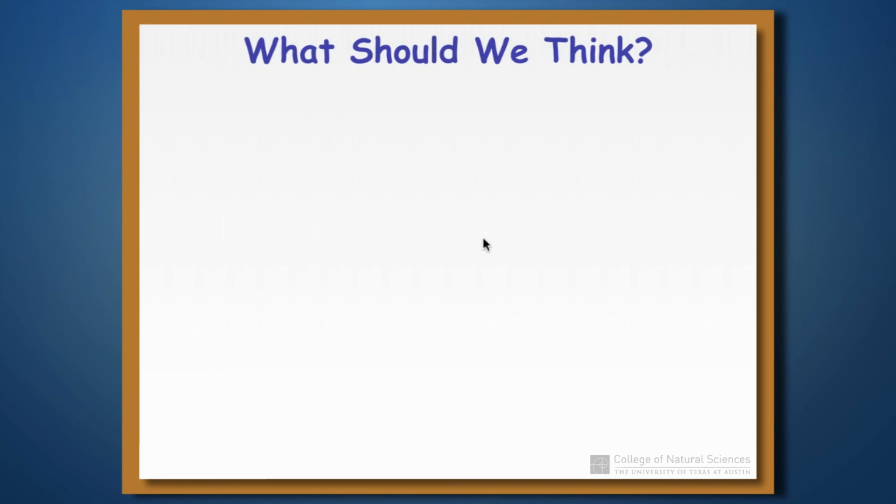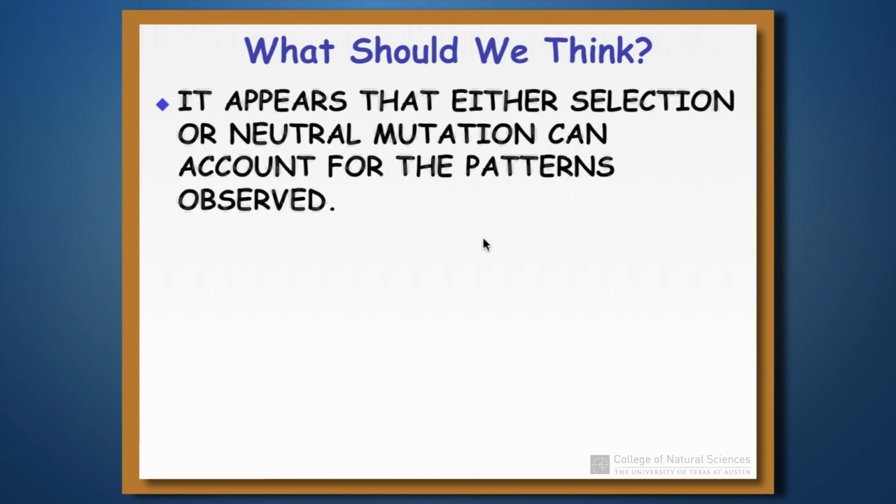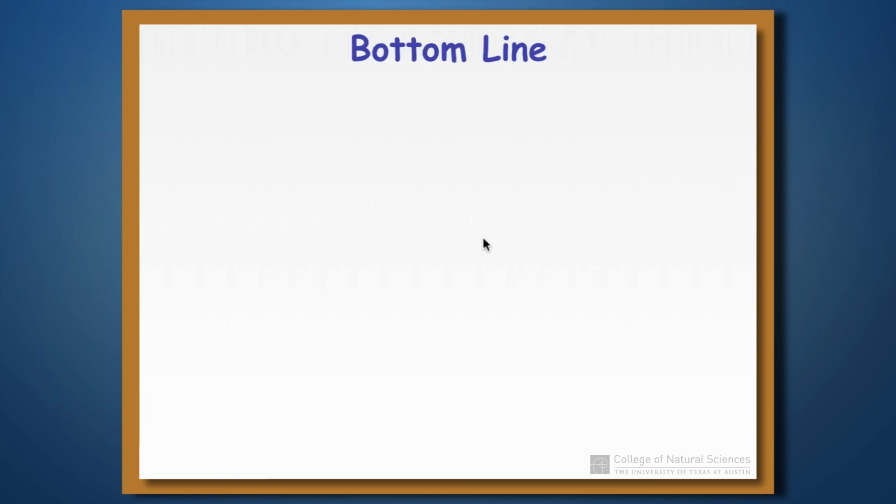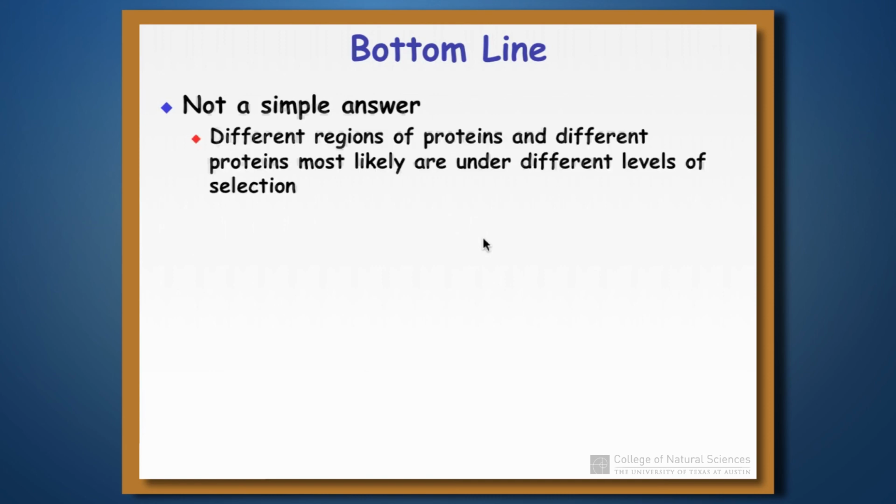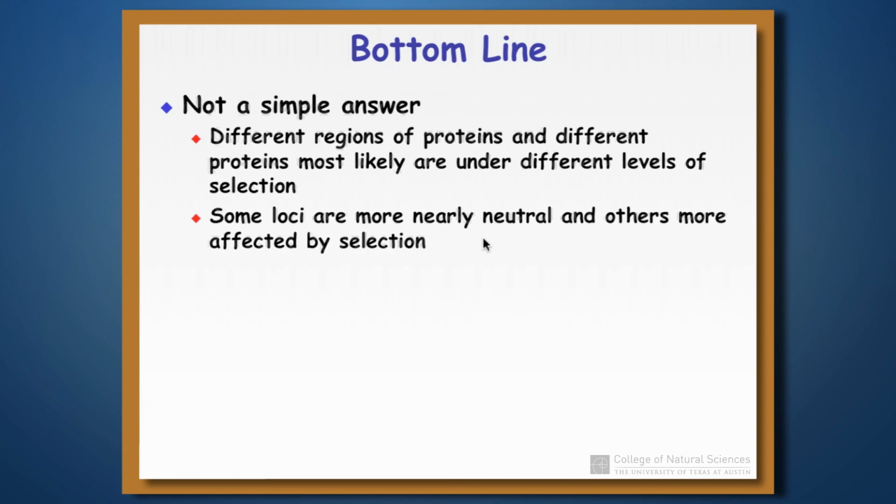So given these counter-arguments and what we've learned since the late 1960s, early 1970s, what should we think about this? Well, the first thing is that now it appears that either neutral evolution or selection could account for many of the patterns that we observe. And from experiments that have been done, we know that there's simply not a simple answer to this question. We've talked about this in this class already. We know that different regions of proteins and different proteins are under different levels of selection, and they can tolerate more variation. And so, depending on the protein or the region that you're looking at, it may be evolving neutrally, or it may be under very strong selection. And some loci are almost certainly more nearly neutral, and others are going to be affected by selection. So it's not all one thing or the other.